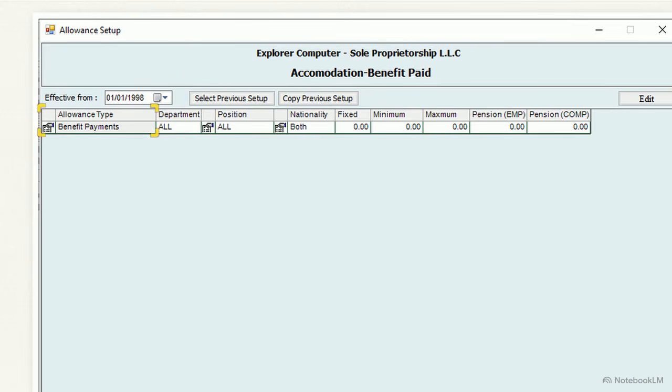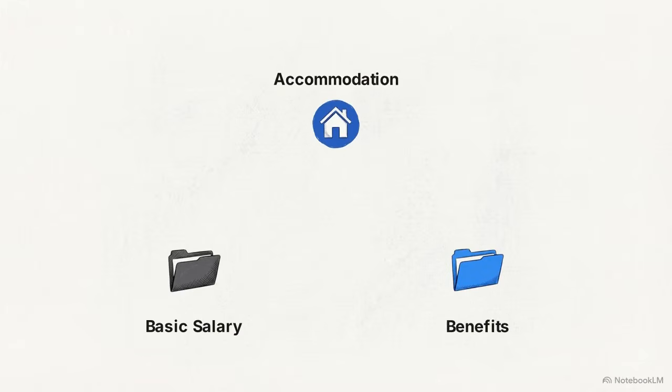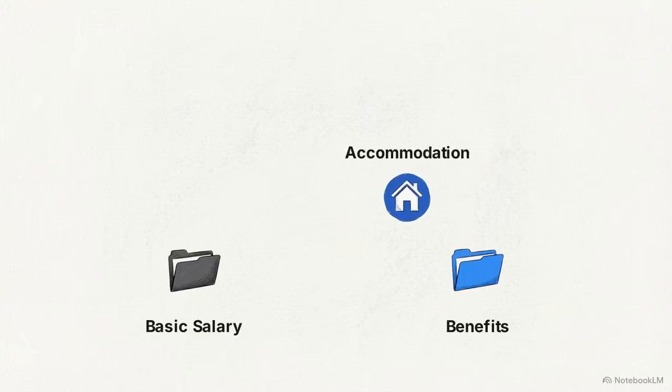Step 2 is selecting the allowance type. This classifies the funds. By selecting benefit payments, the accommodation amount is grouped strictly with other benefits instead of being added to the basic salary line.